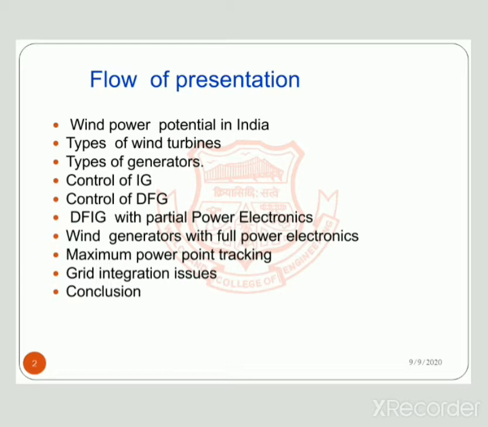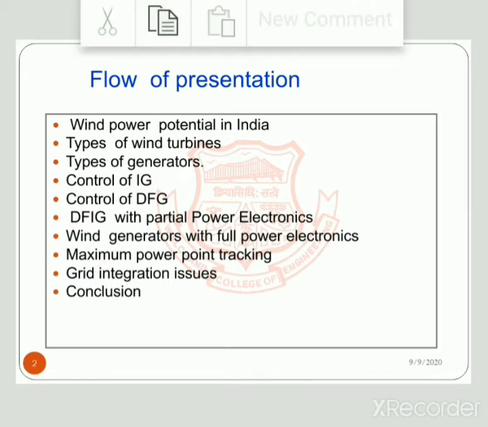That is the wind power potential in India. Second is types of wind turbines, types of generators, control of IG, control of DFIG, DFIG with partial power electronics, then wind generators with full power electronics, then maximum power point tracking, then grid integration issues, and the last one is conclusion. This is the overall index of today's presentation.